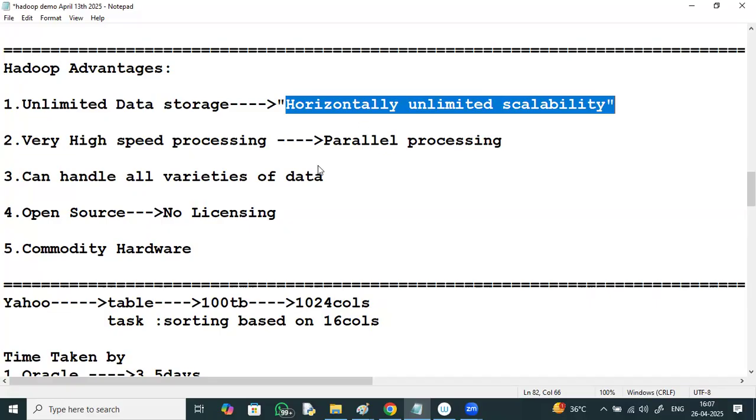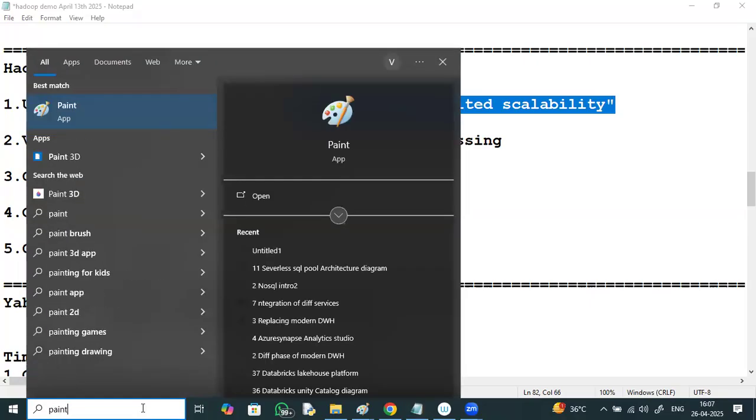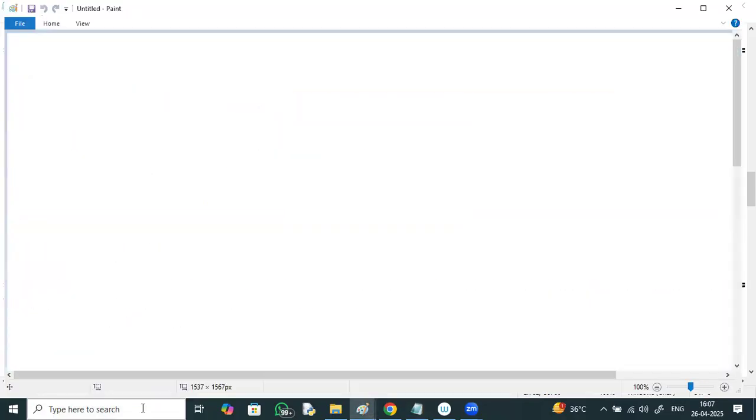Horizontally, unlimited number of slaves can be added. Just check it. If you're running a business with very few slaves, assume, for example, this is the master and multiple slaves. You are running a small business with very few slaves. Assume that you are running with 10 slaves, 10 systems.